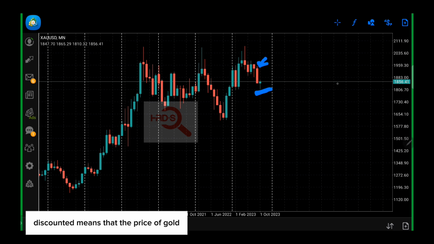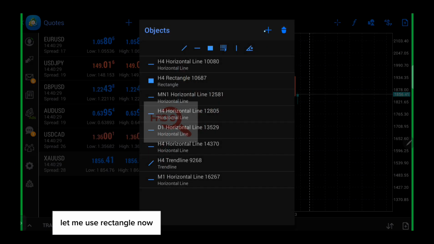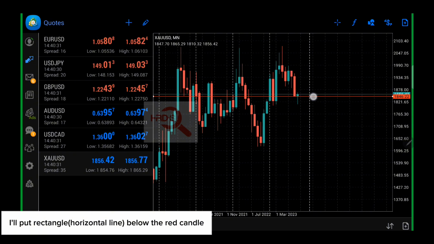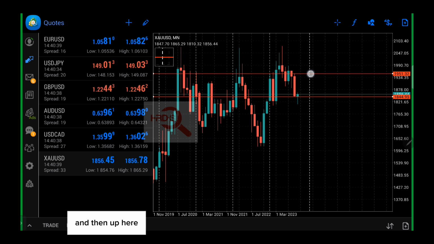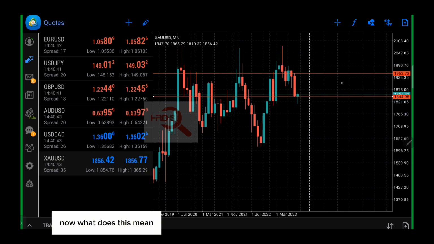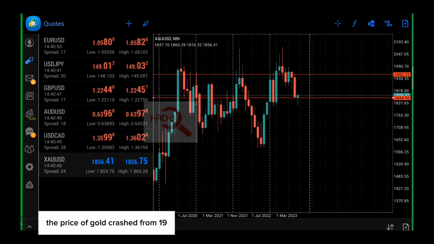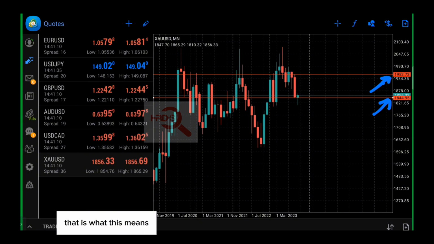It means that the price of gold moved all the way. Let me use rectangle now to depict the price. I'll put the rectangle below the red candle so that I can pick the prices for the sake of this teaching. And then up here, you can see that. Now, what does this mean? This means that in the month of September, that is last month, the price of gold crashed from, you can see this price here, $1,952 approximately, or 1,952.73, crashed from there till $1,844.95. I'm not using the cent part. That is what this means.